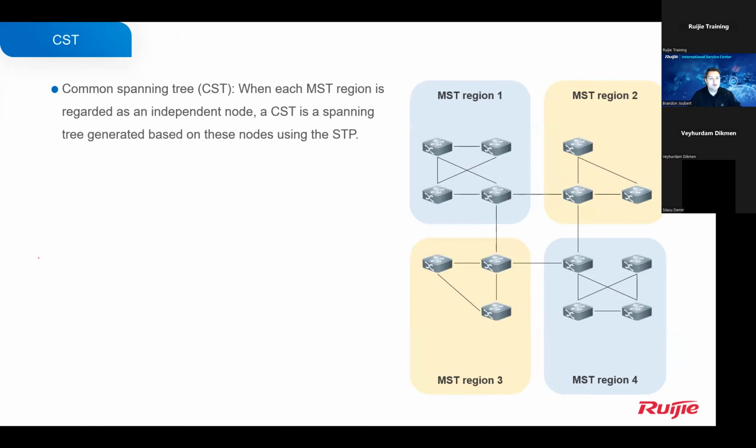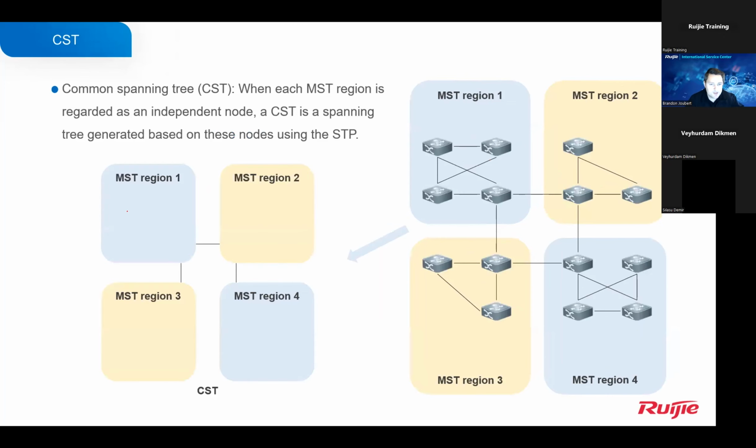Okay, then common spanning tree. What this means is when each MSTP region is regarded as an independent node, a common spanning tree is generated based on these nodes. So when you have different regions, like we've explained previously, these regions are seen as one device. So between these regions that are seen as one device, you also require a spanning tree to run between them to prevent loops. So what you can see here is this port was probably blocked to prevent loops from happening between your regions. This is what common spanning tree is.